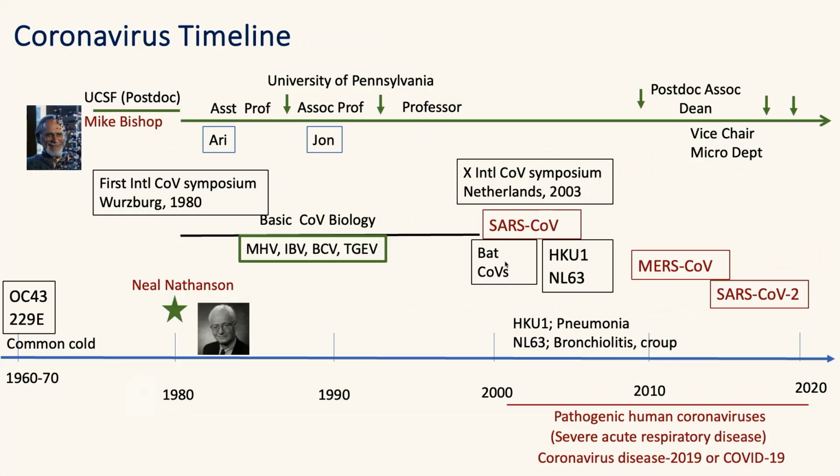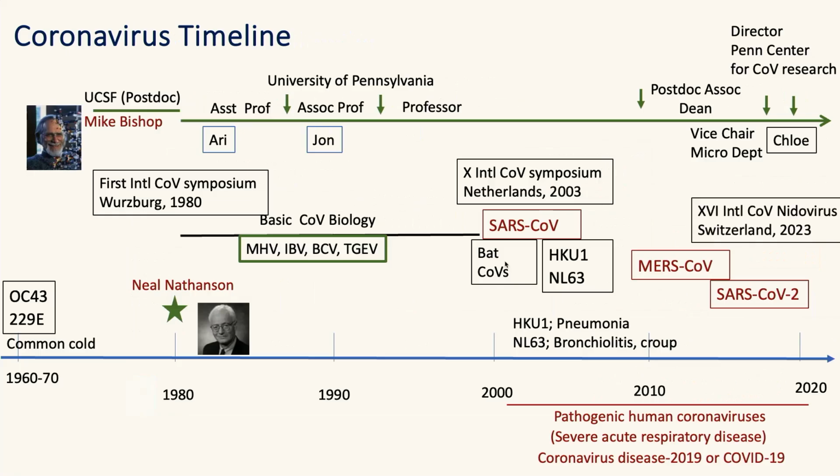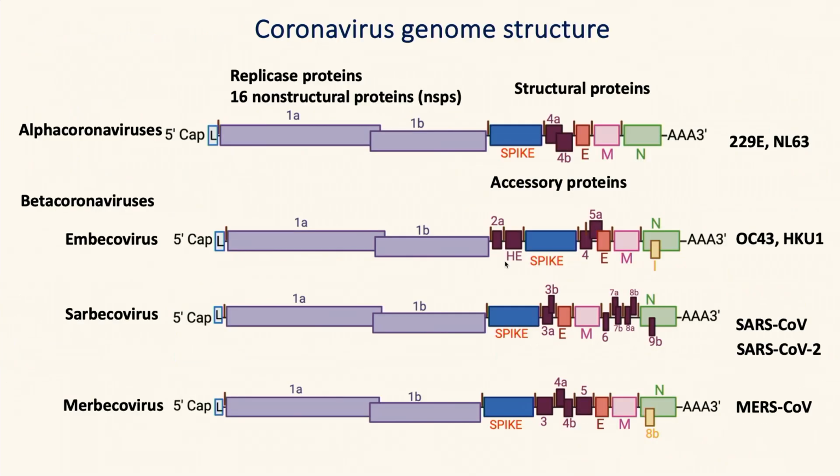Okay, so then we started a new center for research on coronaviruses during the pandemic. My granddaughter was born in 2022, which was super exciting, probably the best thing that happened during the pandemic for me. Then there was also the 16th International Coronavirus Meeting in Switzerland in 2023. And finally, I was elected to the National Academy, which is how I ended up here. So that's a history of me and a history of the coronaviruses, and I'm not going to talk about myself anymore, but the rest is going to be just on the viruses.